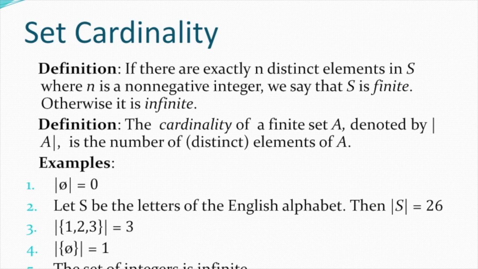So we can also use cardinality as an operation over sets. If there are exactly n distinct elements in a set S, where n is a non-negative integer, we say that S is finite, otherwise it is infinite. Now, the cardinality of a finite set like A, denoted by the absolute value of A, is the number of distinct elements of A. This is where you remove duplication from the finite set.